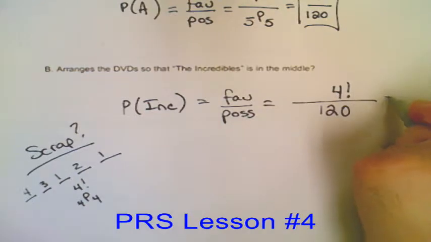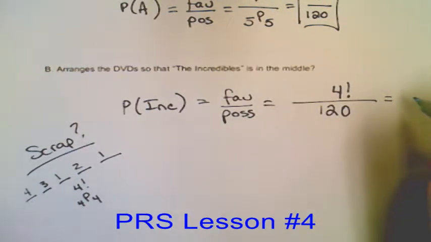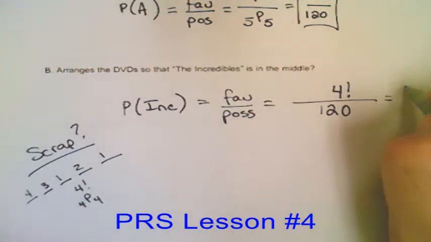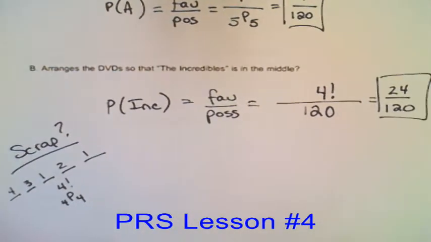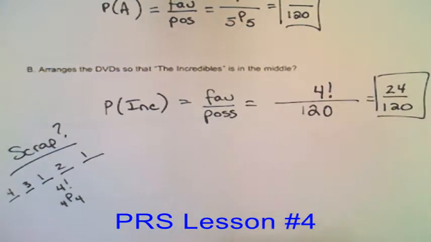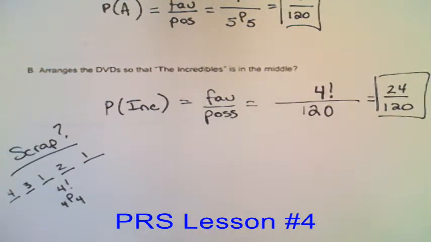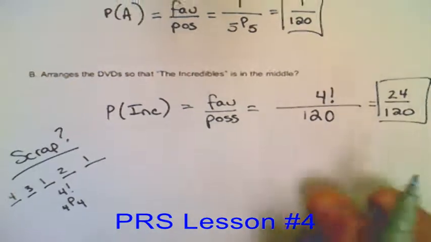Now 4 pick 4, or 4 factorial, I'm just going to put 4 factorial. So I have to figure out 4 factorial. 4 factorial is 4 times 3, which is 12, times 2 is 24. So I get 24 over 120. Technically that's correct. It's not reduced, and I will in a minute. But nonetheless, that's what's going on.